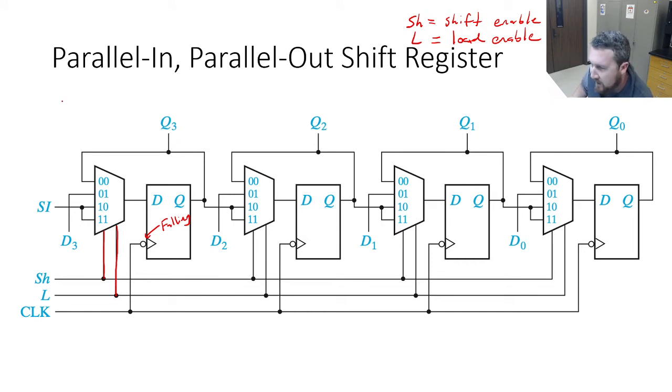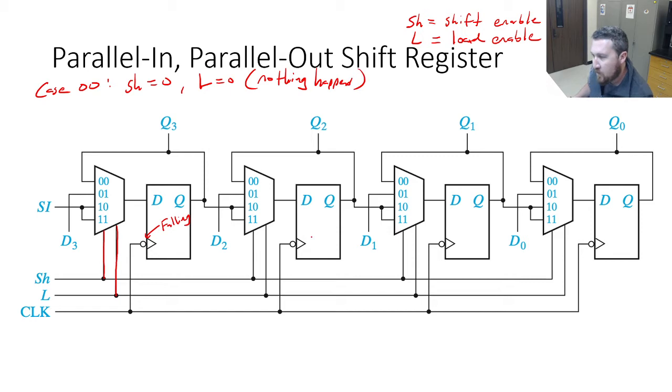So let's look at all 4 cases here. Let's say case 0, 0 is SH equals 0 and L equals 0. And this will be, nothing happens. We can see that nothing happens because the input to the multiplexer for 0, 0 is just tied to the output. So we're going to take the output of the flip-flop and pass it back around. If we've got 0, 0 on the mux, we want nothing to happen. We don't want anything to update. So just keep feeding it its output again, constantly providing that feedback so the value of the flip-flop never changes.